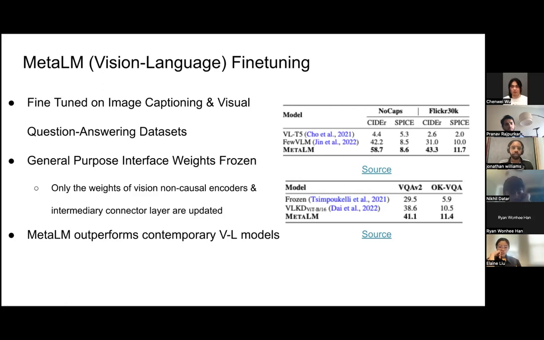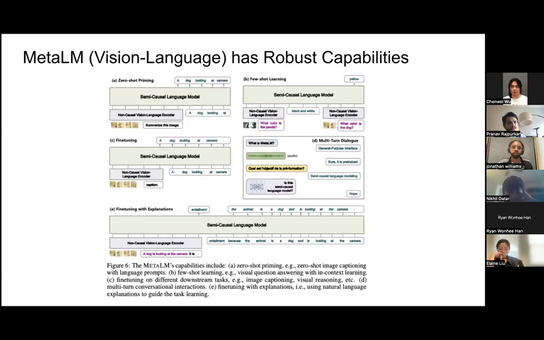And when we were fine-tuning the model on these two separate tasks, only the weights of the vision non-causal encoder and the intermediate connector layer were updated. Basically, the general purpose interface, those weights were frozen. And it actually outperformed contemporary vision language models. And these models are actually recent. So this result, in my opinion, is even more impressive because these papers were published even within this year. So the MetaLM model is a very promising framework.